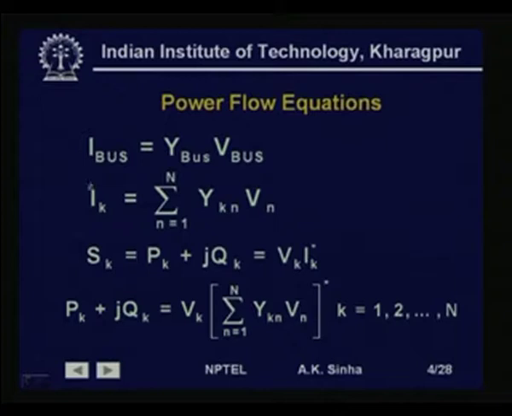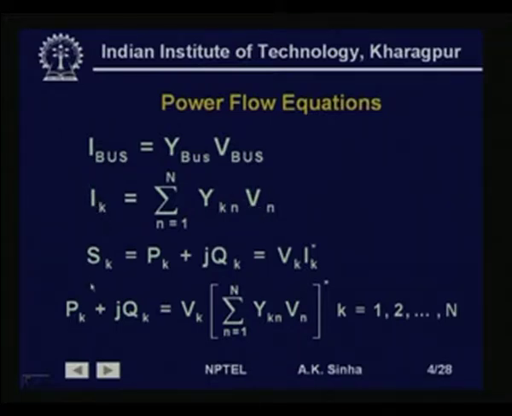We also saw that we can write this equation for any individual bus k as current injection I k is equal to summation from n equal to 1 to capital N, where capital N is the number of bus bars, of y k n into V n, where y k n is the k n-th element of the Y bus, and V n is the voltage phasor at bus n.